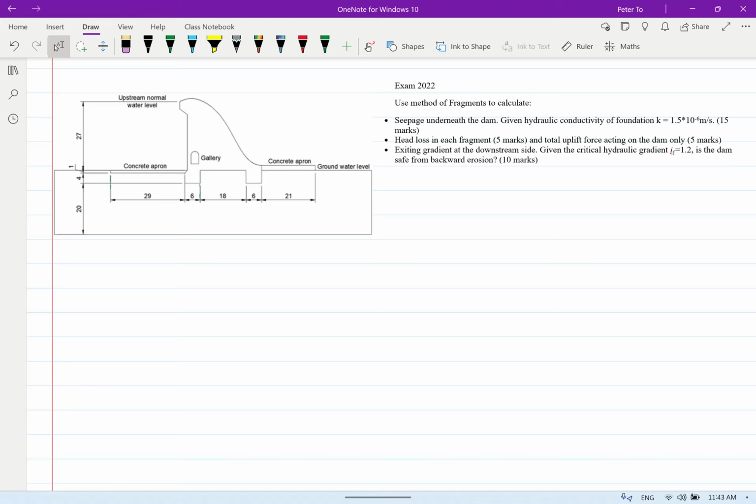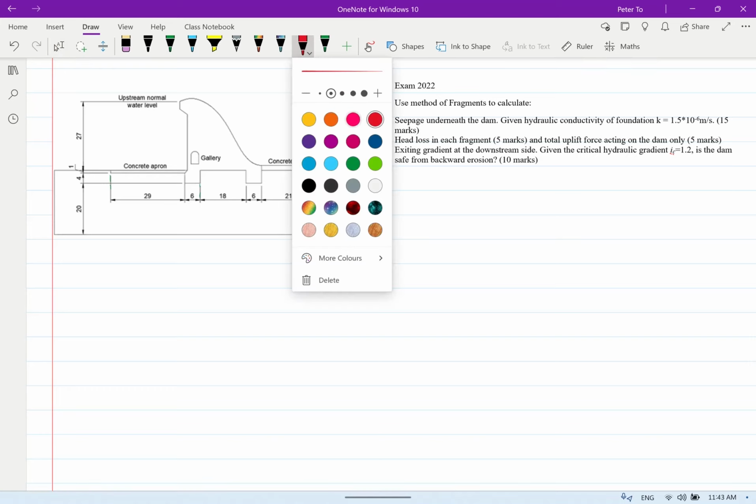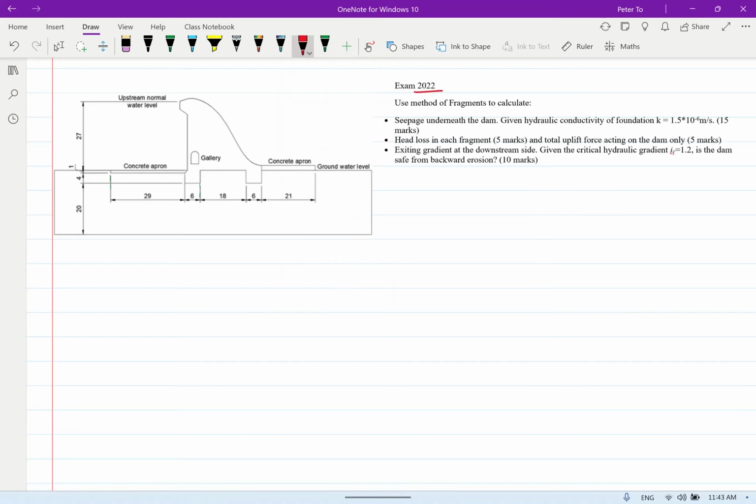Now, let's start with the exam in 2022. Alright. So, you must use the method of fragments to calculate the seepage underneath the dam given the hydraulic conductivity K equal to 1.5 × 10^-6. To use the method of fragment, in the first step, you need to divide your foundation into fragments.